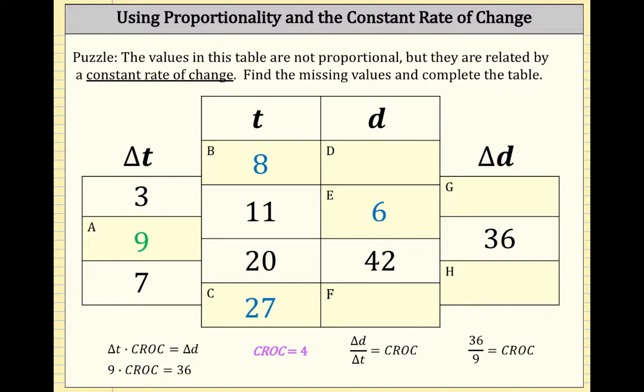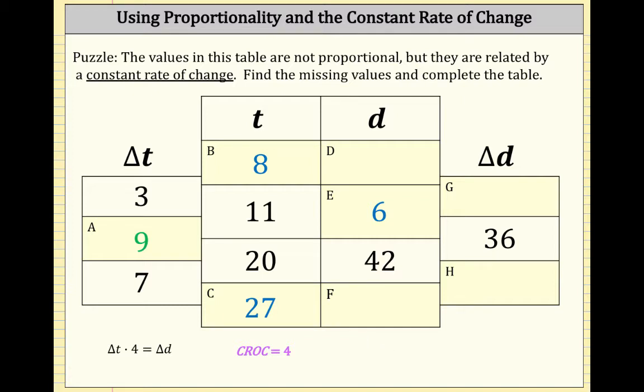And that constant rate of change will be true for all relationships that relate changes in quantities. So this means that any corresponding change in t times 4 will give you a corresponding change in d, and that the ratio of change in d over change in t will always be 4. So let's see how we can use that information.